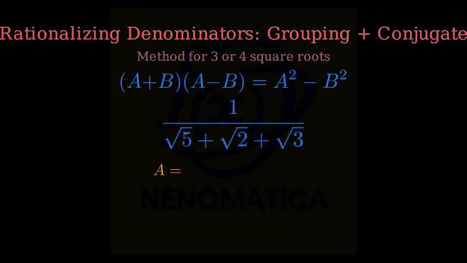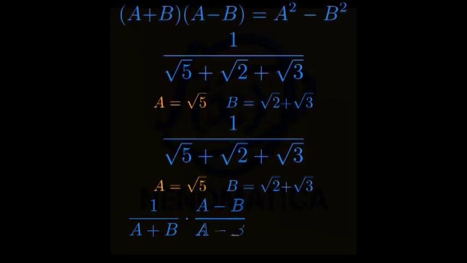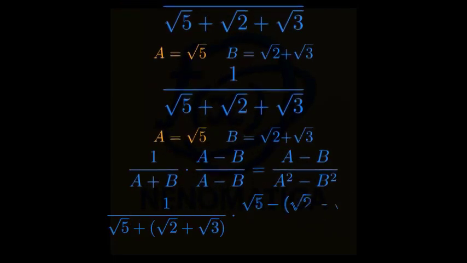Example 1. Rationalize the denominator of 1 divided by square root of 5 plus square root of 2 plus square root of 3. We will group the largest radical alone as A equals square root of 5, and the other two together as B equals square root of 2 plus square root of 3. Multiply numerator and denominator by the conjugate A minus B. This will be square root of 5 minus the quantity square root of 2 plus square root of 3.